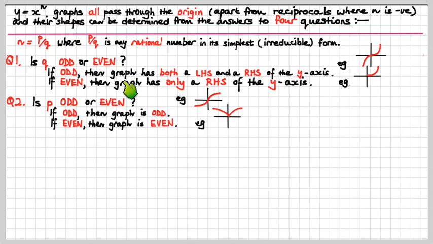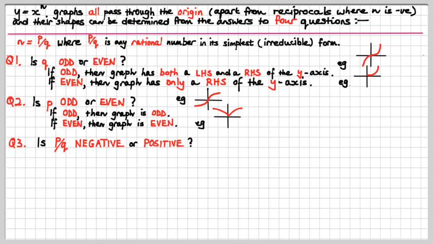That's for odd, because the even-denominator graphs only have a right-hand side anyway, so you can't get odd functions or even functions if they've only got a right-hand side to start off with. Okay, so if the denominator is odd and the numerator is odd, you get an odd function. If the denominator is odd and the numerator is even, you get an even function. That's what I'm trying to say today.